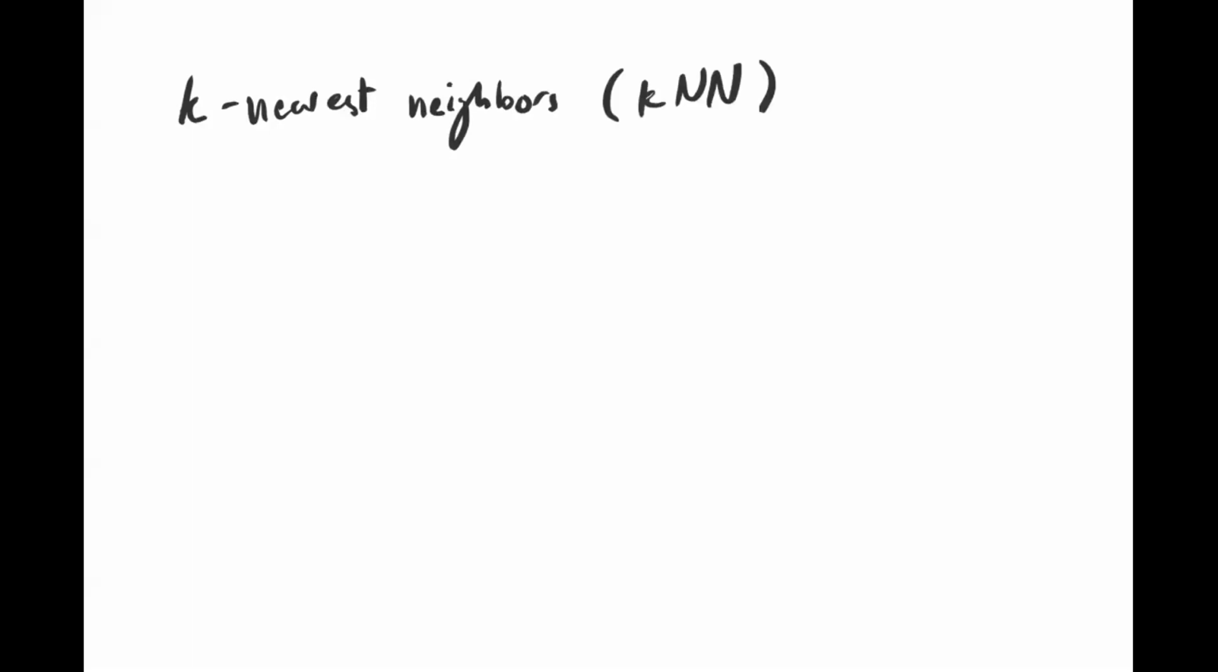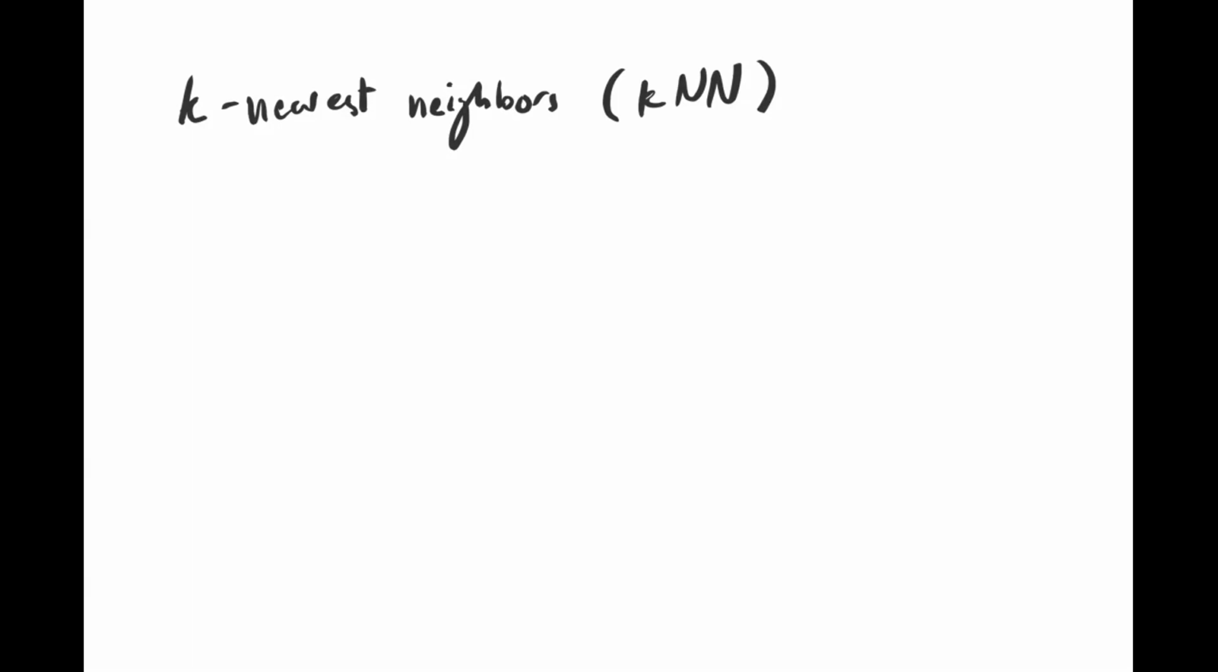Okay, so we'll jump back to the whiteboard, and let's talk about a different classification approach. Again, it's not assuming anything about functional form, and it's definitely not linear. This is known as K nearest neighbors, or KNN. Maybe some of you have heard about this before.